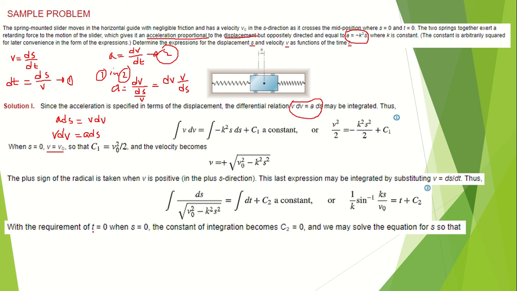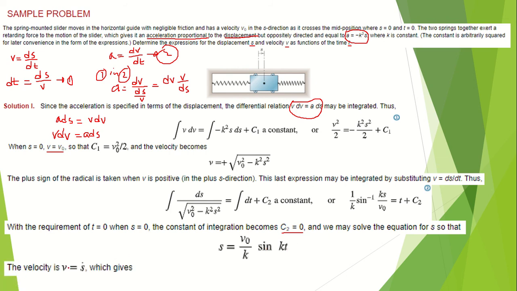Okay, because with the condition t equal to 0, when you substitute it here, we will be able to solve for c sub 2, the second constant. After substitution, we get c sub 2 equal to 0. And we may solve the equation for s, so that s is equal to v sub 0, or the initial velocity, divided by the constant k, times the sine of kt.